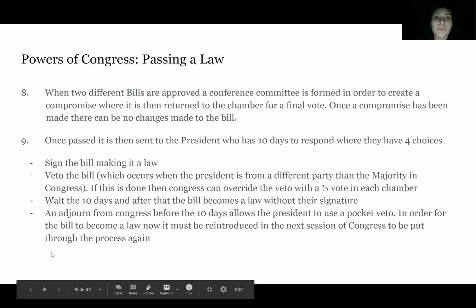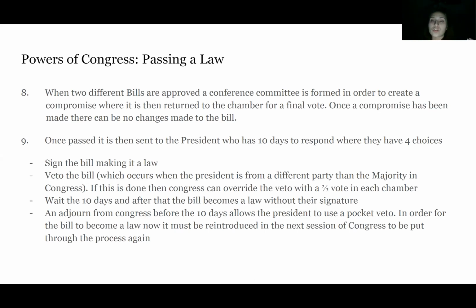If it is approved, then it is sent to the president, who has 10 days to respond to it. And there they have four choices. One, they can sign the bill and it becomes a law. They can veto the bill, which typically happens when the executive branch is a different party than the majority Congress.